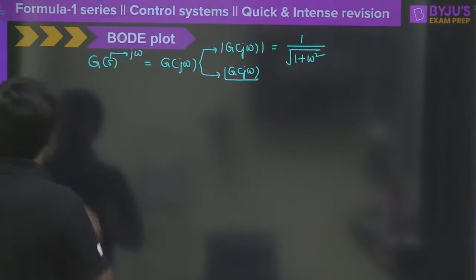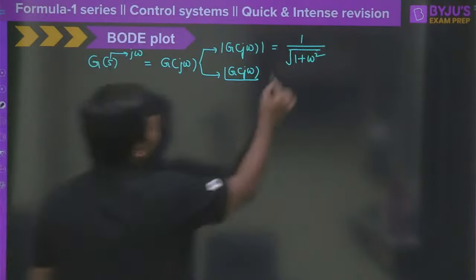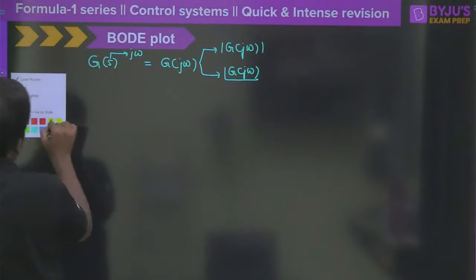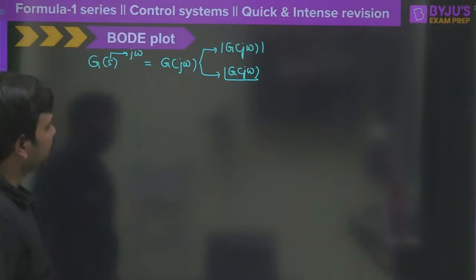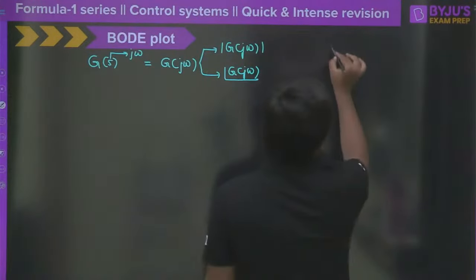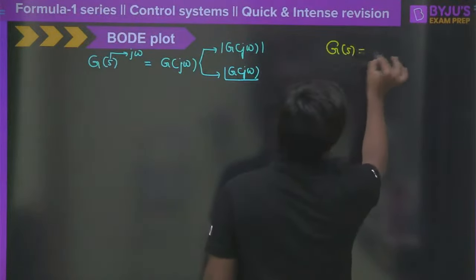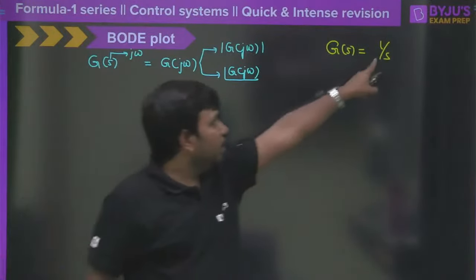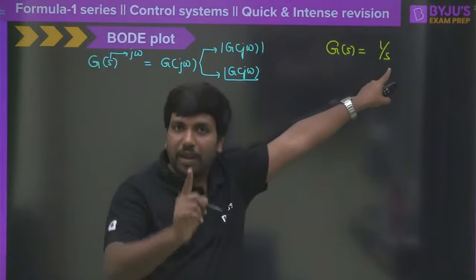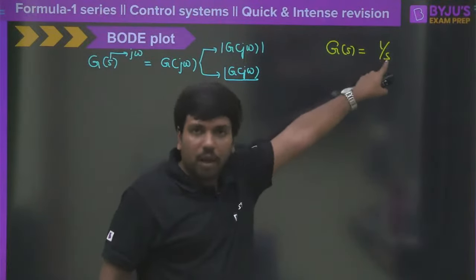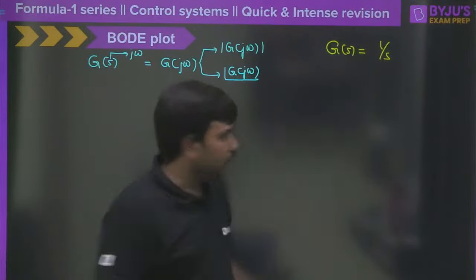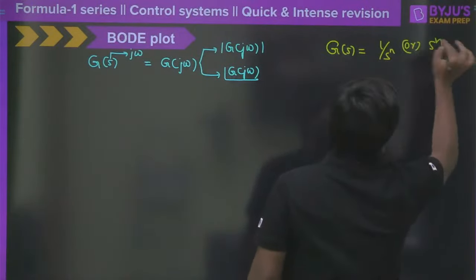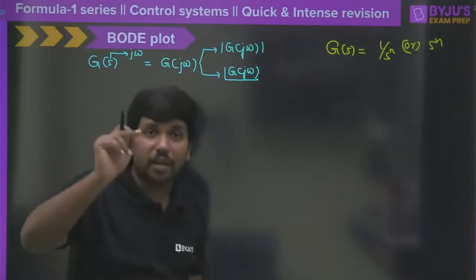Now I have a question. Everyone think logically and tell me, because most of the students who attended my sessions or anyone's session might be knowing that if I have the transfer function G of s equal to 1 by s, tell me what is going to happen here. You have a pole of order 1 at origin. Whenever you have a pole of order 1 at origin, or poles at origin, or zeros at origin, your graph will not start from omega equal to 0.